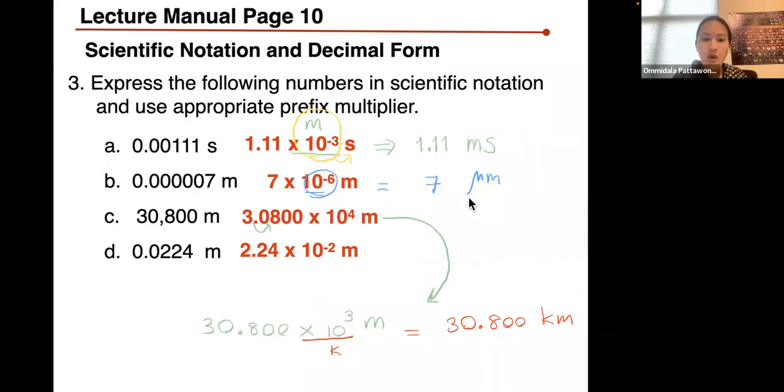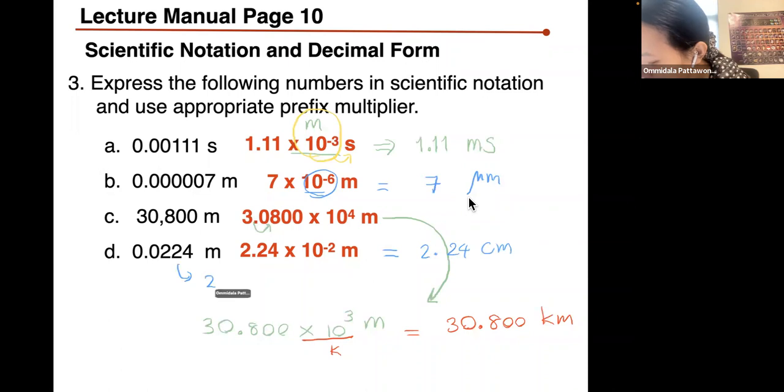Okay, so now what about D? Same thing here. If you look up 10 to the negative 2, this is centi, right? So in this case, your answer would be in centi. So it would be 2.24 centimeter. You might ask me, hey, is it possible for me to report this number in the form of 22.4 times 10 to the negative 3?